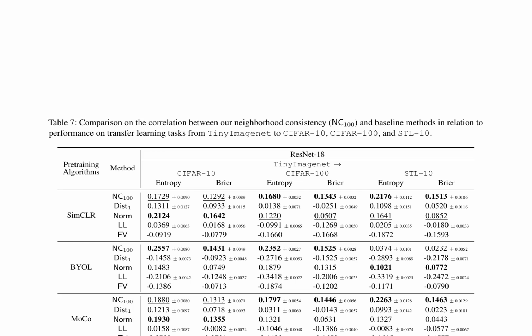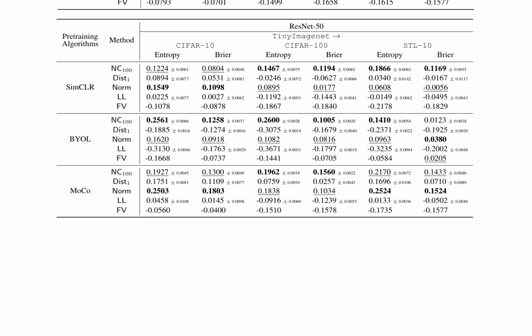Notably, SimCLR with NC100 achieves the highest correlation coefficients with entropy and Brier scores across all 3 transfer learning tasks for ResNet 18. BYOL with NC100 also exhibits strong correlations, particularly with entropy scores. For ResNet 50, SimCLR with NC100 maintains high correlation coefficients with entropy and Brier scores, while BYOL with NC100 exhibits strong correlations with entropy scores.